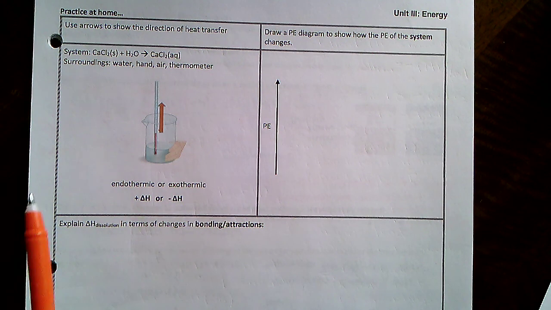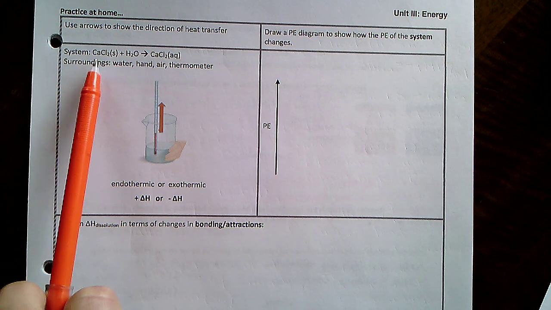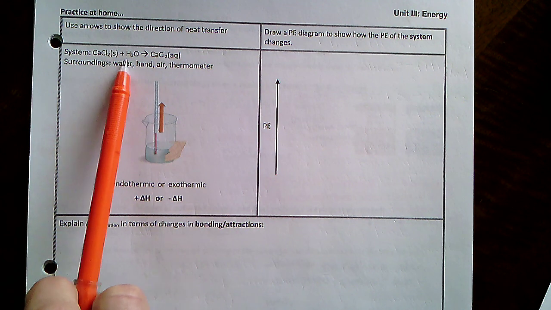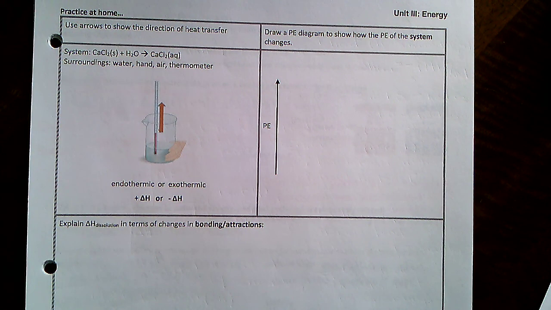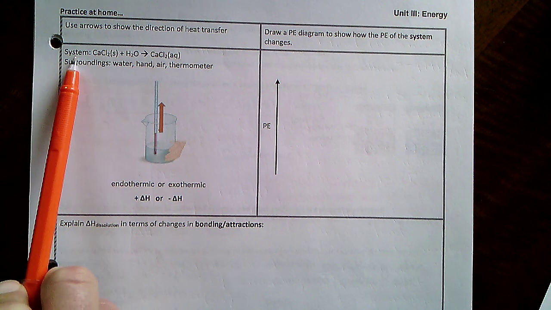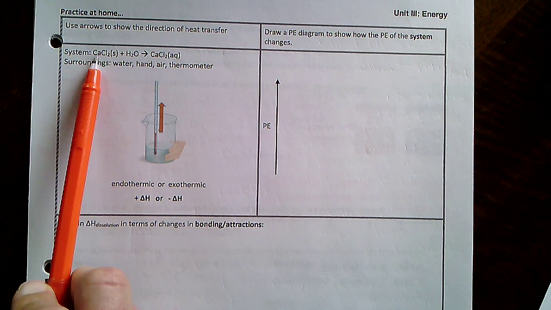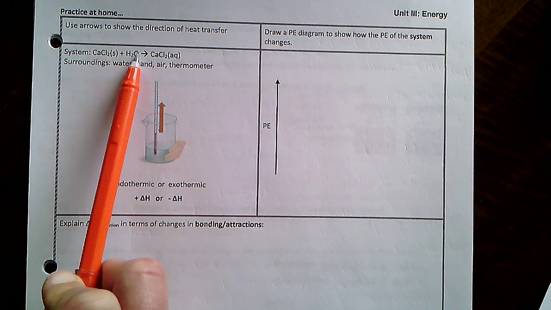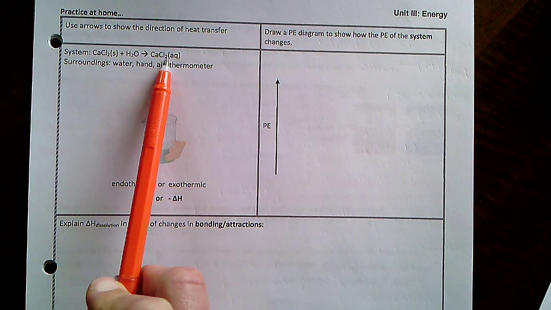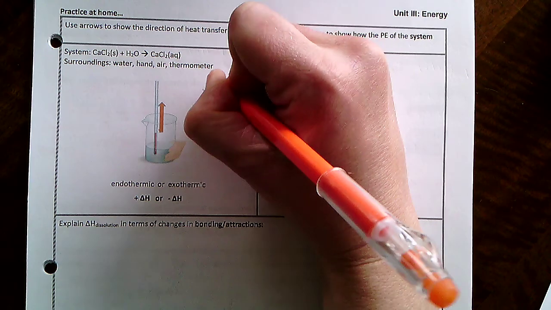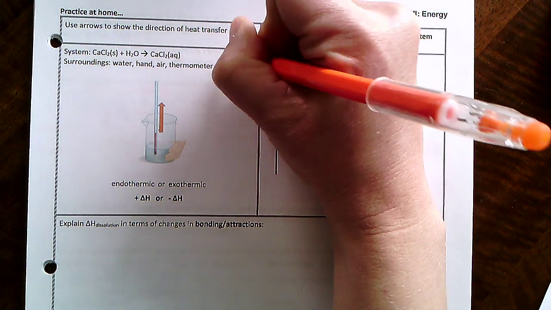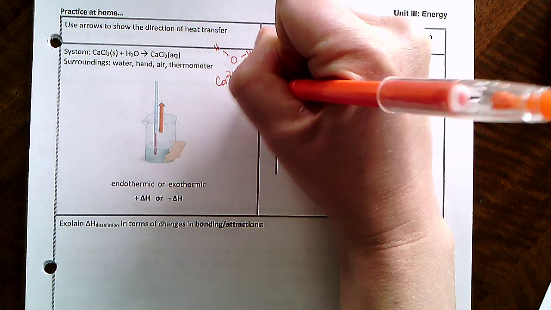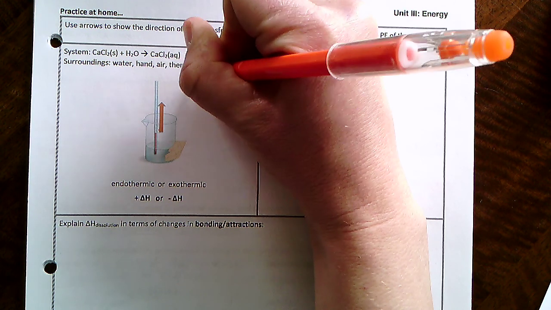So let's say that you had a hot pack reaction. You had calcium chloride solid and you added it to water and you made aqueous calcium chloride. This is your system, okay? 1 calcium ion, 2 chloride atoms, 2 hydrogen atoms, and an oxygen atom is your system. They rearrange to form aqueous calcium chloride, right? Ca2+ is now being surrounded by water molecules on all sides. It's being solvated. Okay.